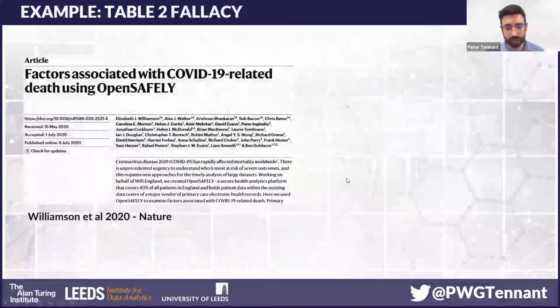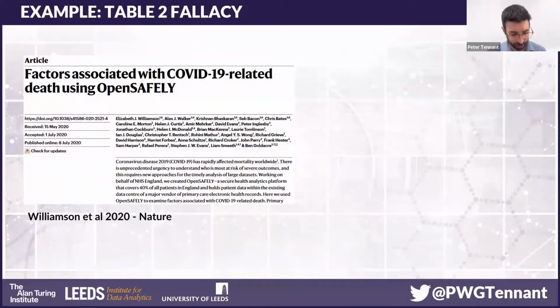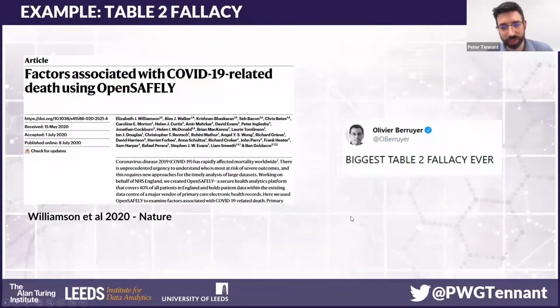And I'm just going to highlight an example of the Table 2 fallacy because I think it's quite informative, but also because it provides a useful example of collider bias. And I'm going to pick on this paper that was published in the early stages of the COVID-19 pandemic. I guess the reason I'm going to pick on it, first and foremost, is it was published in Nature, so I think that makes it fair game. And then secondly, because it has actually been dubbed the biggest Table 2 fallacy ever.